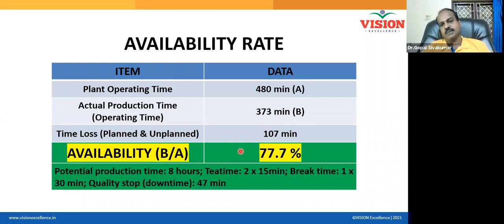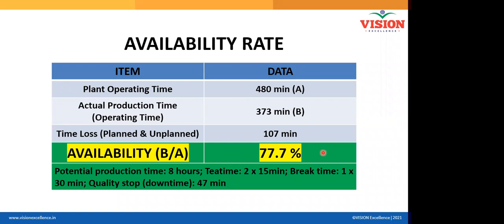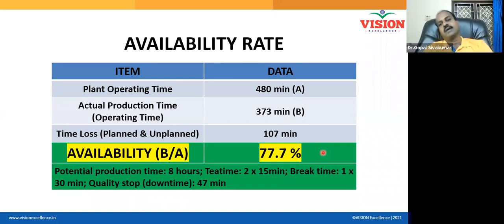So what is your availability? 373 divided by 480. Can you calculate 373 divided by 480? Are you getting the 77.7%? Yes. Do you get it? Yes. This is how you can calculate the availability.